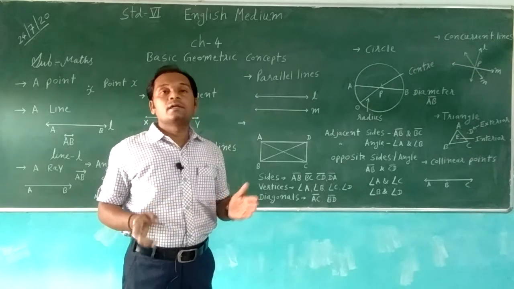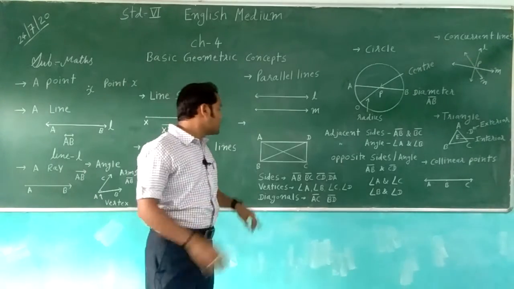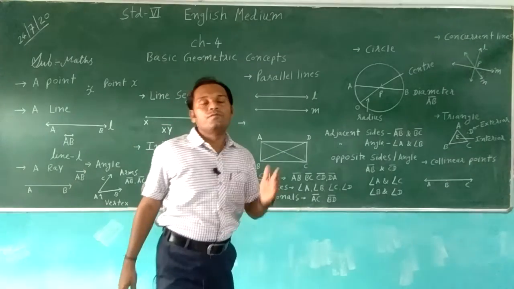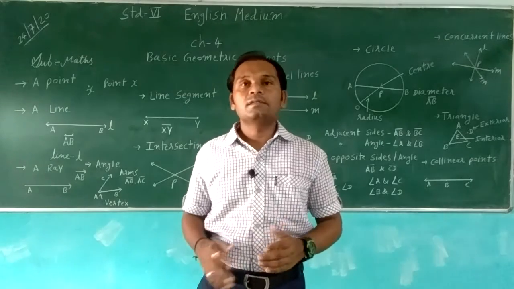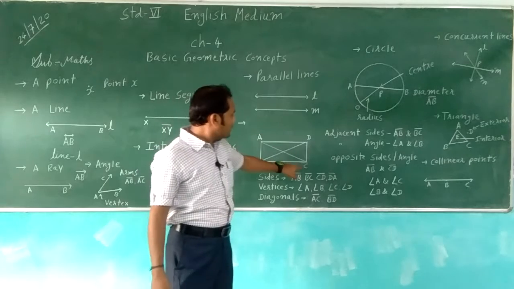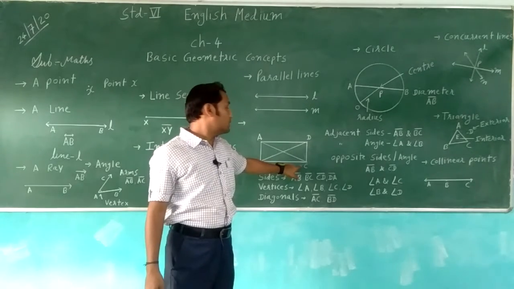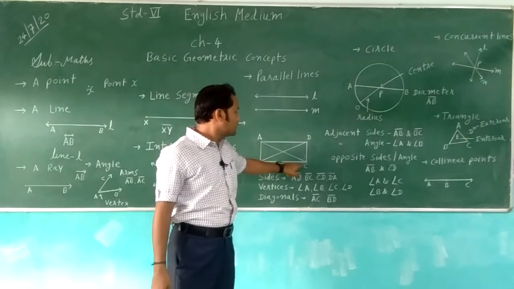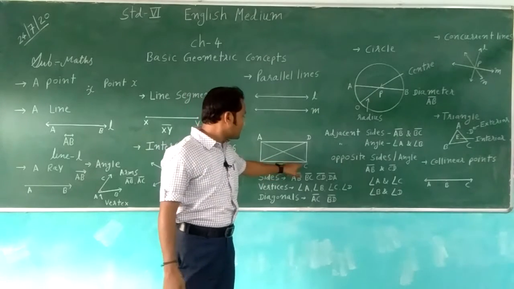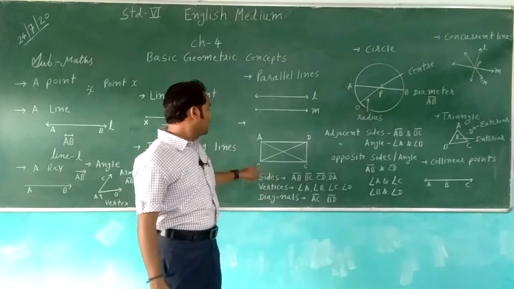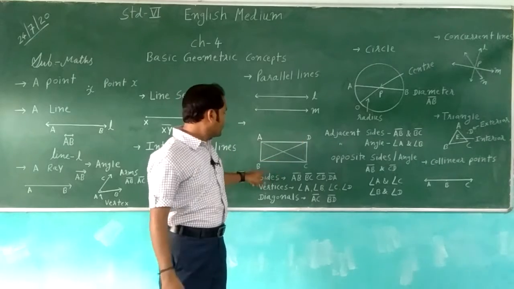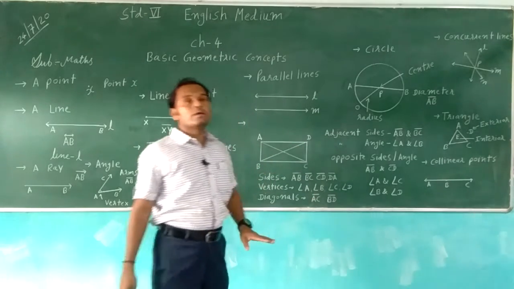Now one new word is diagonals. Diagonals means joining these opposite angles. The line which joins opposite angles is called a diagonal. So here angle A and angle C are opposite angles. So the line joining AC is called a diagonal. So line AC is a diagonal, and another pair of opposite angles is angle B and angle D. So line BD is called a diagonal.